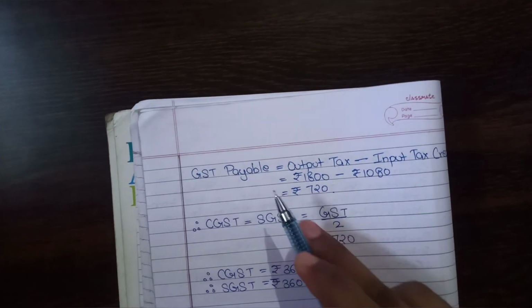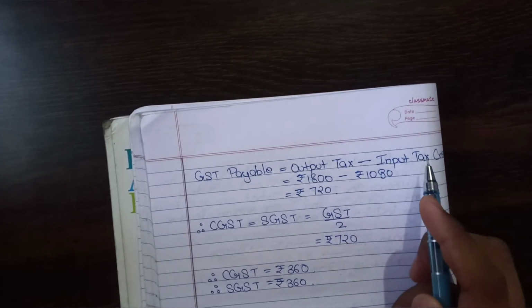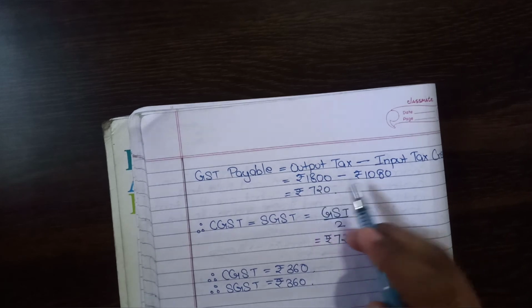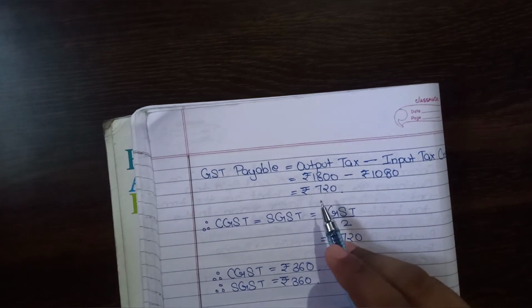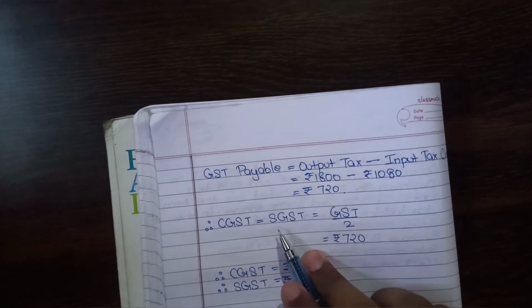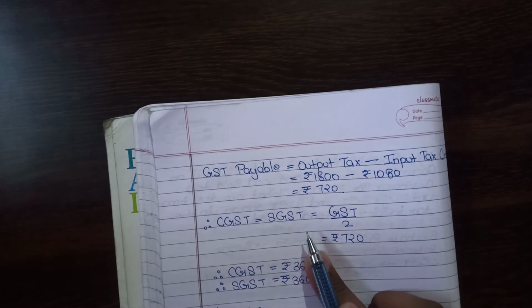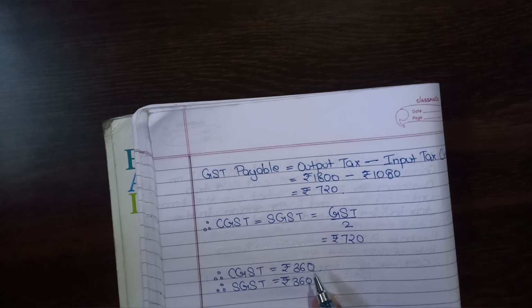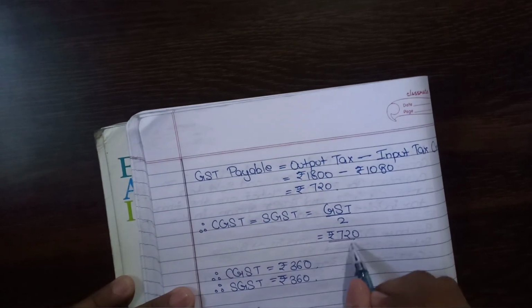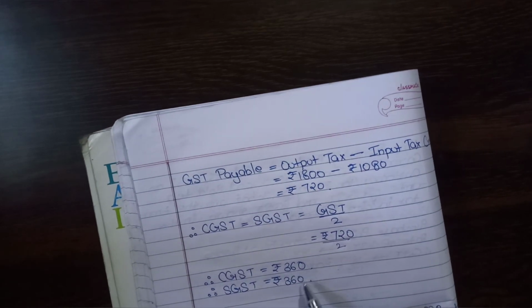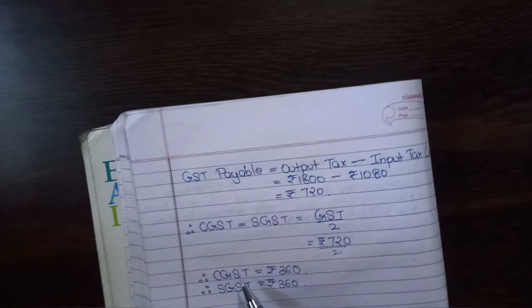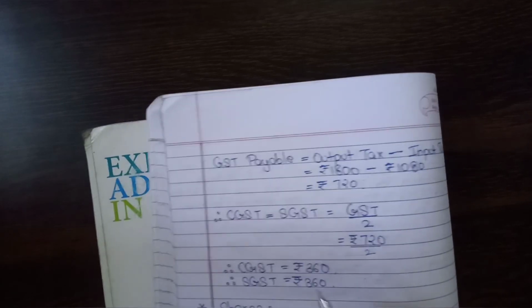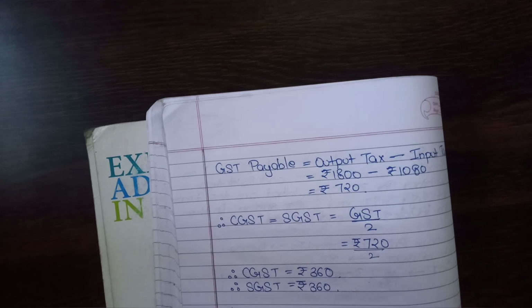Now on this we'll find the GST payable, which is output tax minus input tax credit, which is rupees 1800 minus 1080, which is equal to rupees 720. Now CGST equals SGST, we all know, therefore GST upon 2 equals rupees 720 upon 2, which is rupees 360. Therefore, the CGST will equal rupees 360 and also the SGST will equal rupees 360.